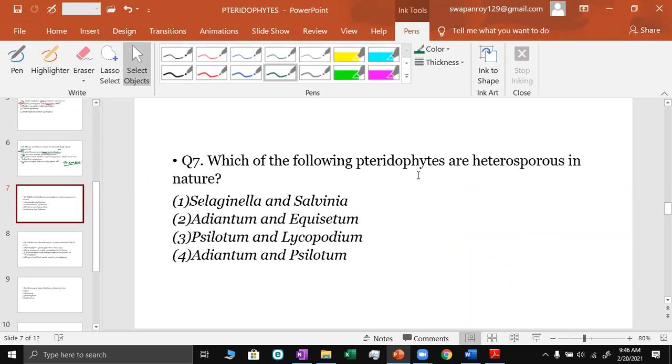Which of the following pteridophytes are heterosporous in nature? Heterosporous, we know, means they produce two types of spores.